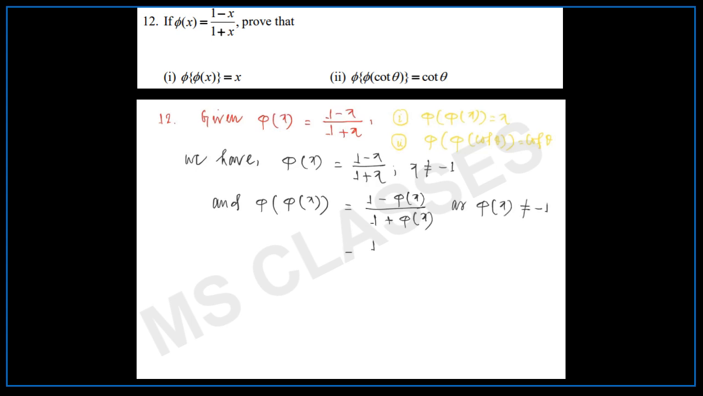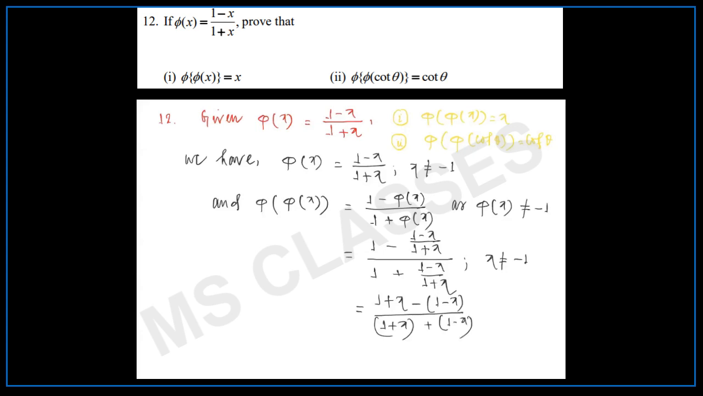Now we can substitute the value of phi(x), which is (1 minus x) by (1 plus x), whole divided by 1 plus (1 minus x) by (1 plus x). x should not be equal to minus 1 as phi(x) is defined. Now if we simplify, it is (1 plus x minus 1 minus x) by (1 plus x plus 1 minus x). So this gives us x, which is the first part of the proof.